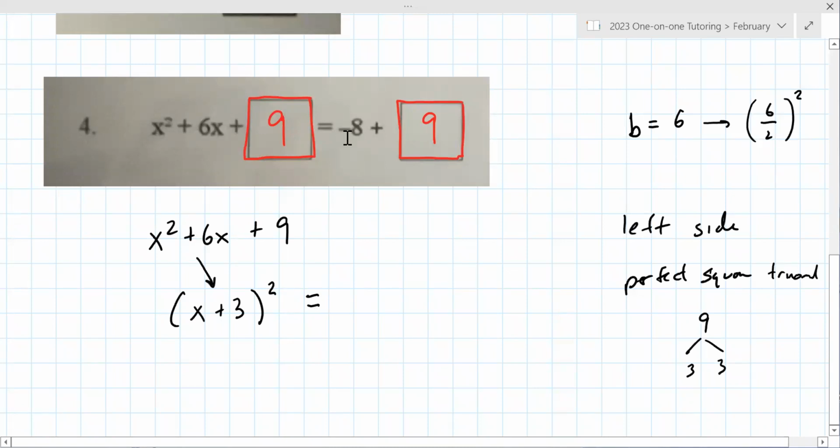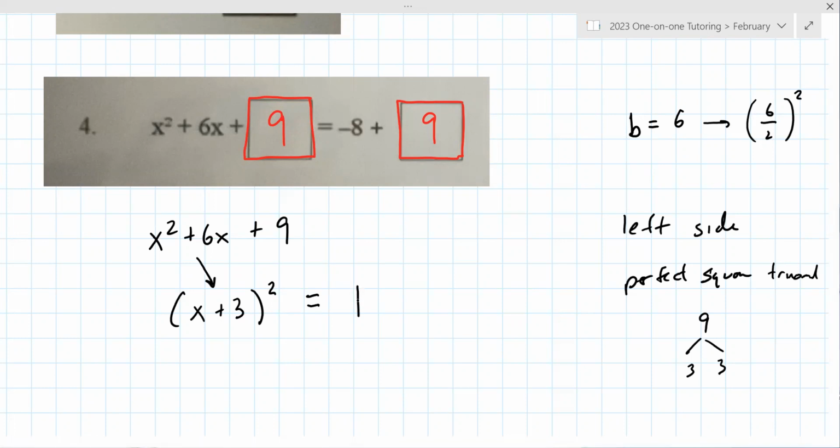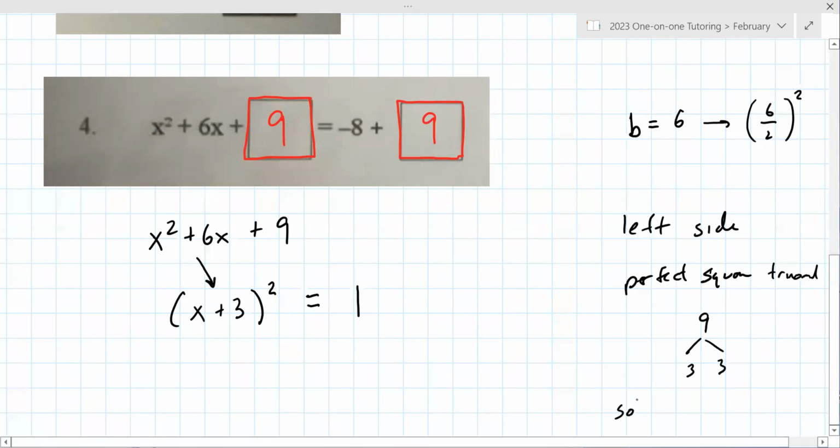Equals, what is minus 8 plus 9? 1. Okay. So we are done completing the square, just to be clear. We have absolutely done completing the square, but now you have to solve using the square root method.